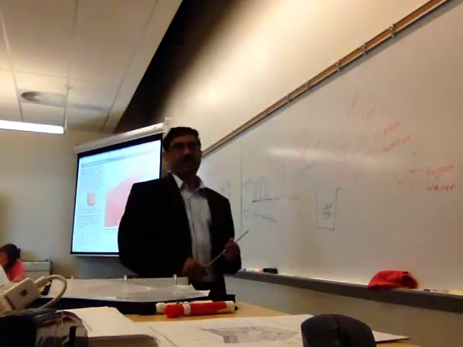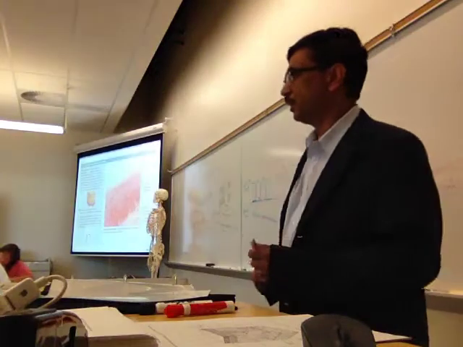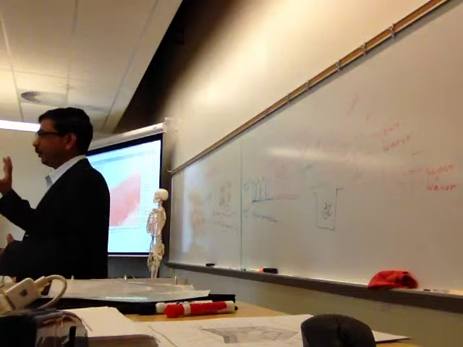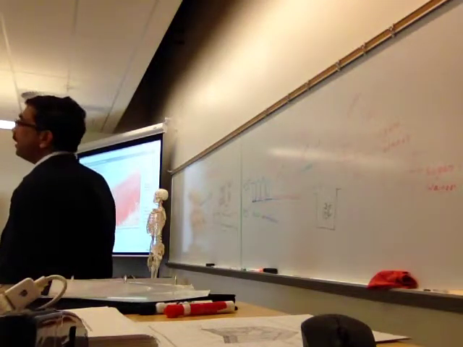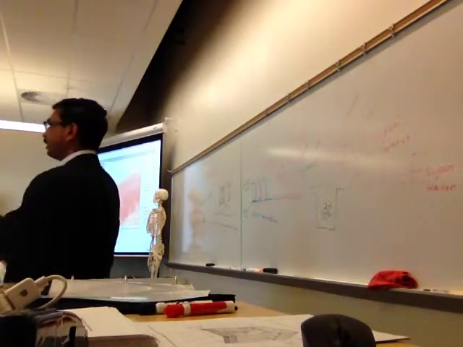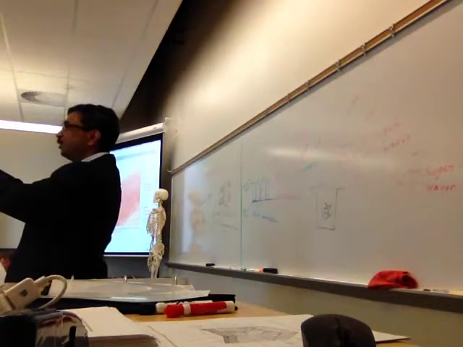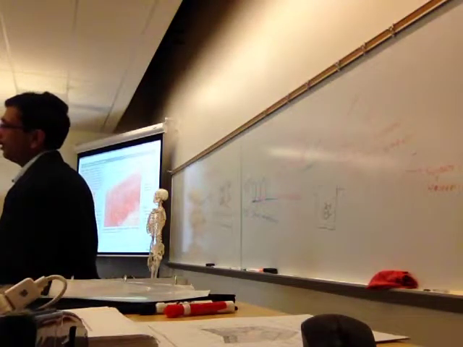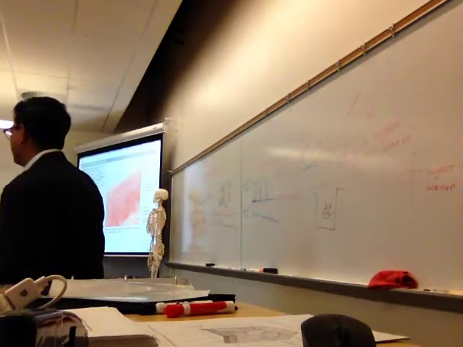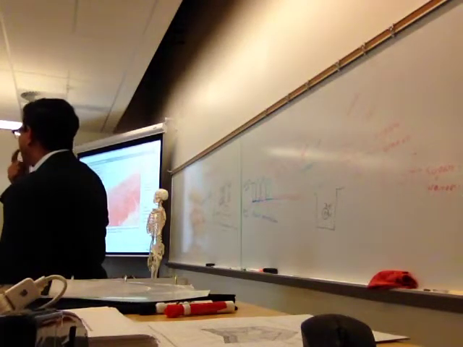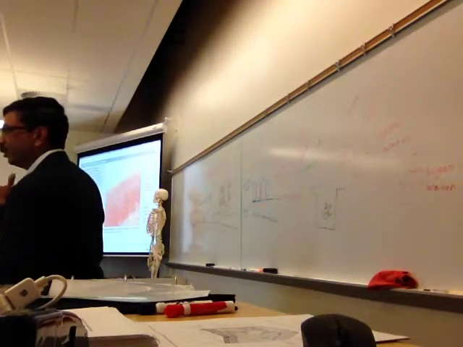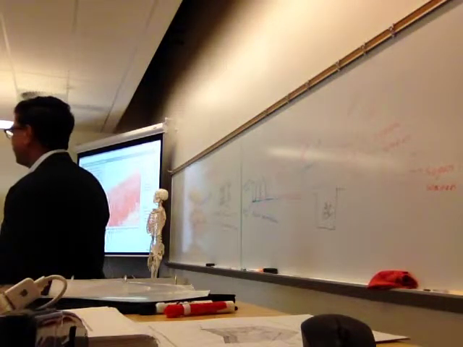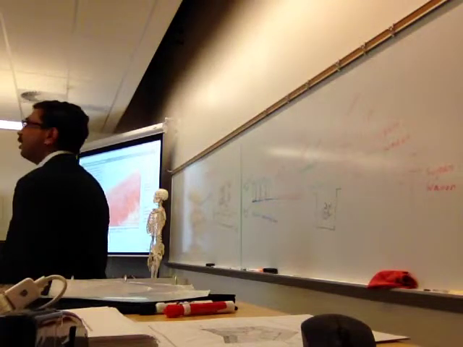Where will you find the stratified squamous? First, remember one thing that will make it easier. Those areas of your body that get a lot of friction are lined with stratified squamous. So inside the mouth, right, you get a lot of friction when you eat food, dry food, hard food. So inside the mouth, you have stratified squamous.